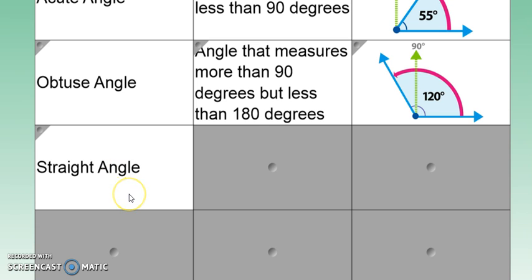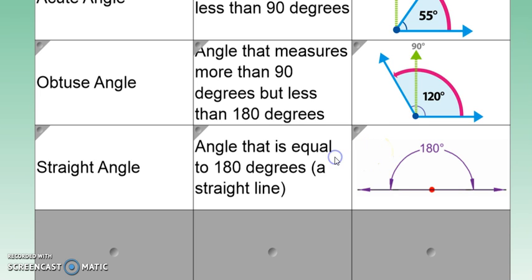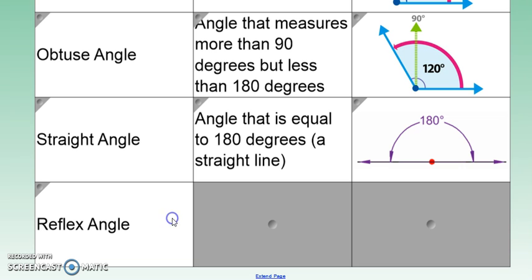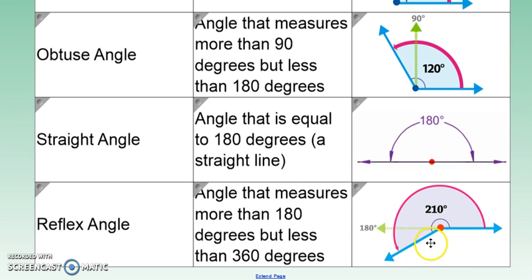And then we have a straight angle. You might be able to guess what a straight angle looks like. It's just a straight line. A straight angle is 180 degrees, and it's a straight line. And then finally we have a reflex angle, and the reflex angle measures more than 180 but less than 360. And so we have our 180 mark, and this goes past 180.